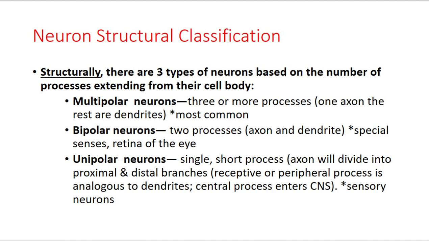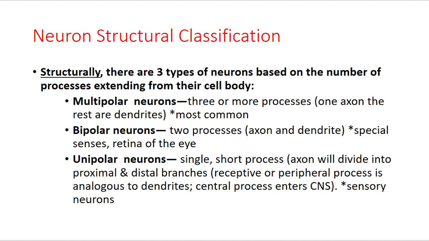So when we're talking about structural classification for a neuron, we are truly looking at what it looks like, its structure. For multipolar neurons, there are 3 or more things coming off the cell body. We call those things processes. So usually that's one axon and many dendrites. This is the most common type of neuron. Then you have bipolar neurons that have 2 processes, usually one axon and one dendrite. These are usually in the special senses, like the retina of the eye.